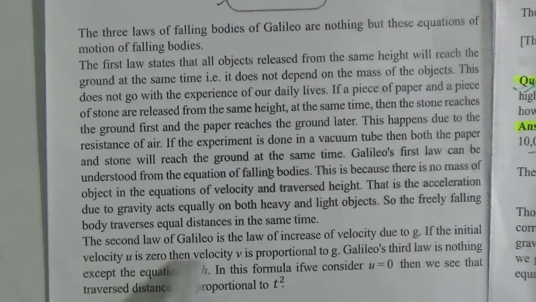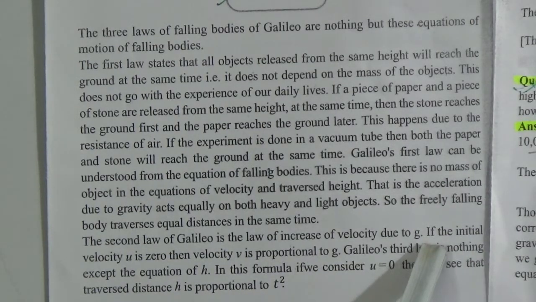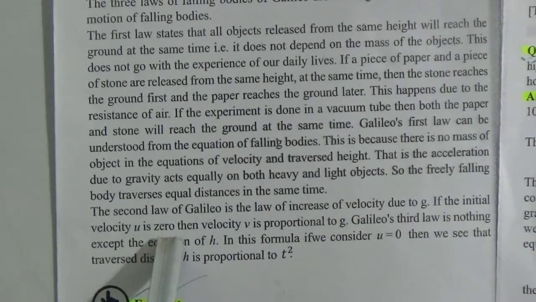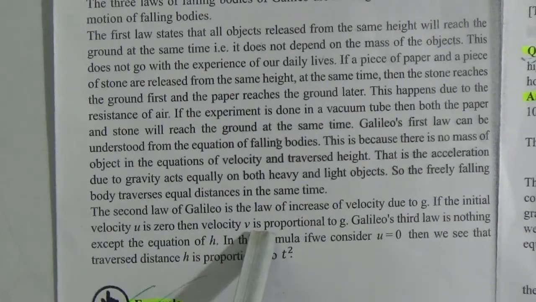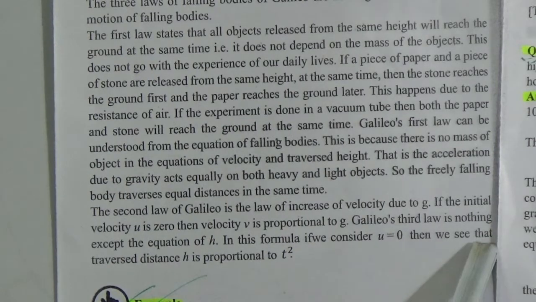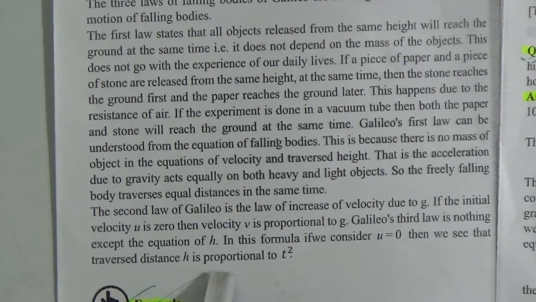The second law of Galileo is the law of increase of velocity due to g. If the initial velocity u is 0, then velocity v is proportional to t. Now Galileo's third law is nothing except the equation of height, that means h. In this formula, if we consider u equal to 0, then we see that traversed distance h is proportional to t square.